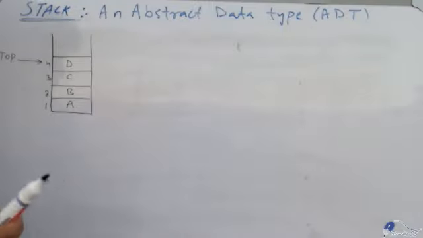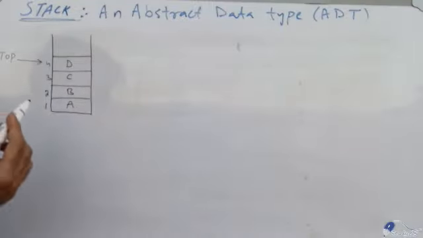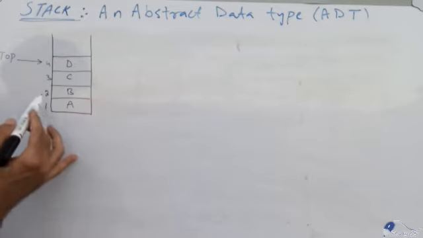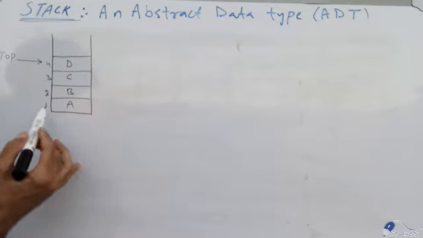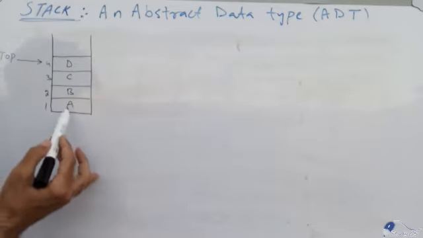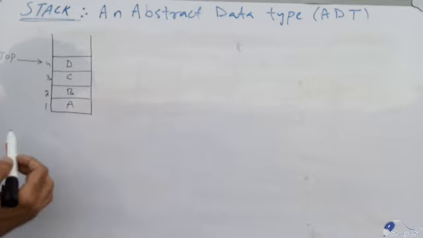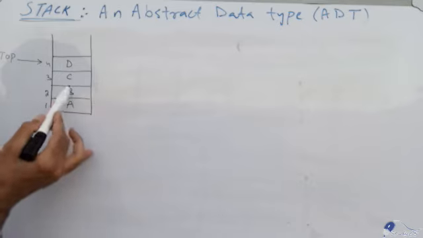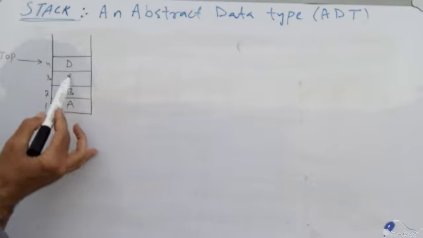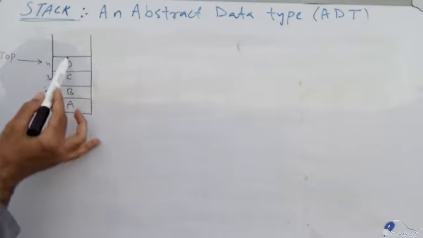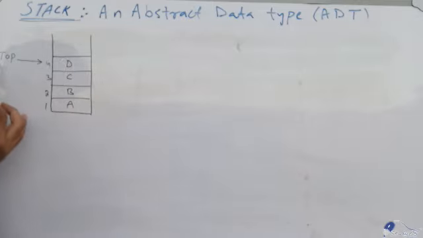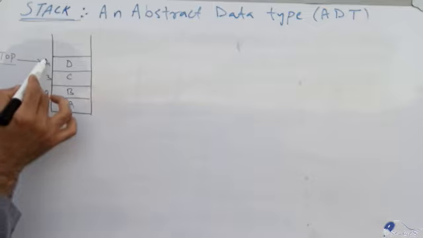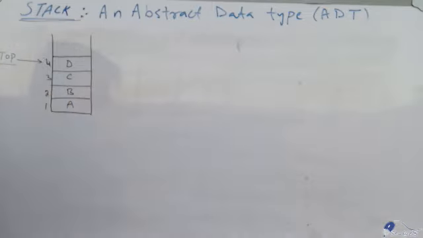Let's look at the figure. Suppose this is a stack having four elements A, B, C and D. A was inserted first to the stack. After A, B was inserted. After B, C was inserted, and after C, D was inserted. So the top element is D. D is the element which is stored at the top of the stack.